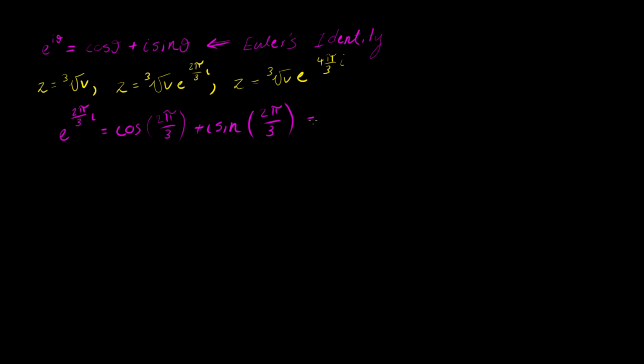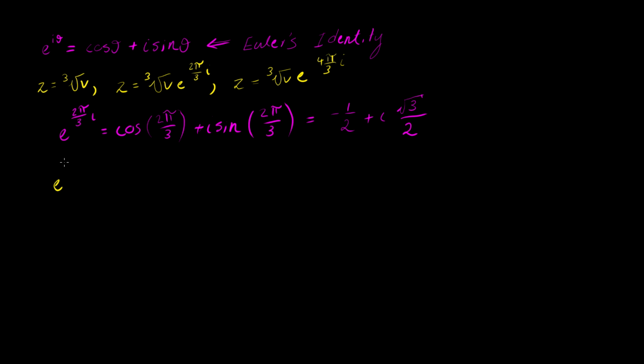So that's just going to be equal to the cosine of 2 pi over 3, that is just 120, and the cosine of 120 is just negative 1/2. And we have I times the sine of 2 pi over 3. So the sine of 2 pi over 3, that's just the sine of 120, which is the square root of 3 over 2. So the sine of 2 pi over 3 is just the square root of 3 over 2. So now we have that.